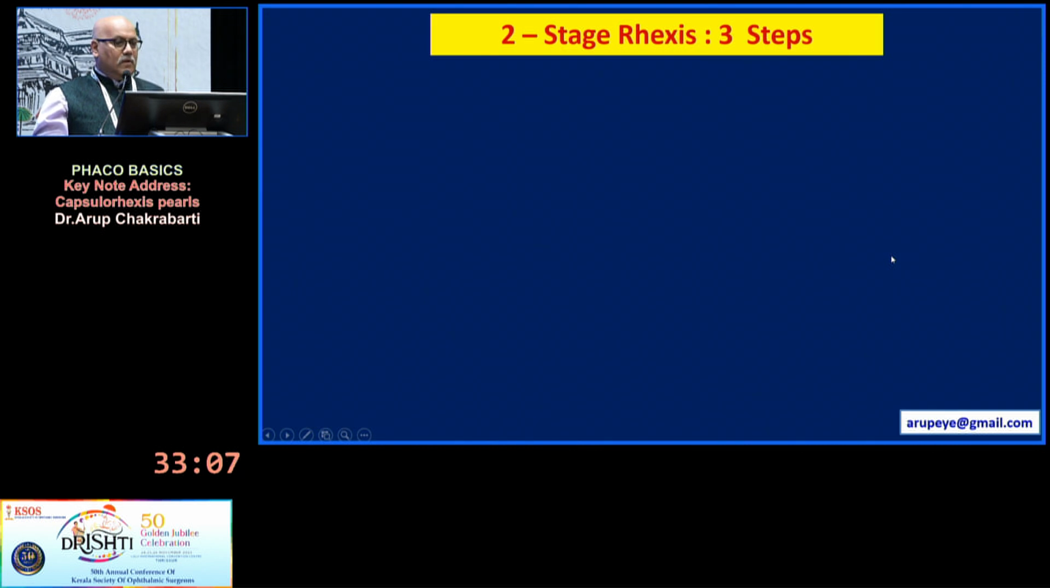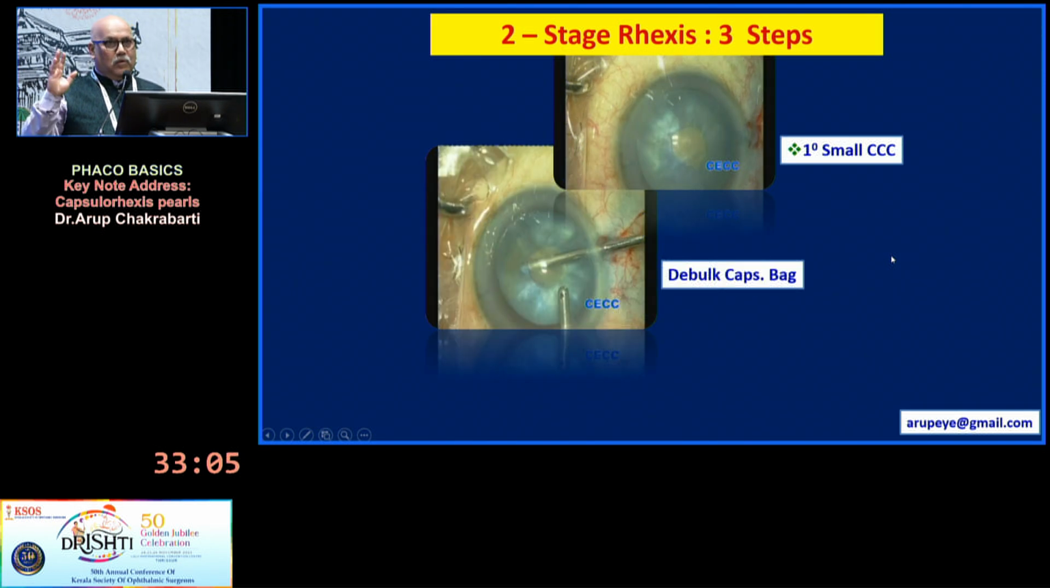Now, the technique which we have been following for donkey's ears, if it is an intumescent cataract, you make a small primary rhexis and then debulk the capsular bag. The primary rhexis should not be too small. If it is 2 millimeters or less, sometimes when you debulk with your irrigation aspiration, you may stretch the rhexis margin. And trypan blue stained rhexis margins are quite friable, quite rigid.